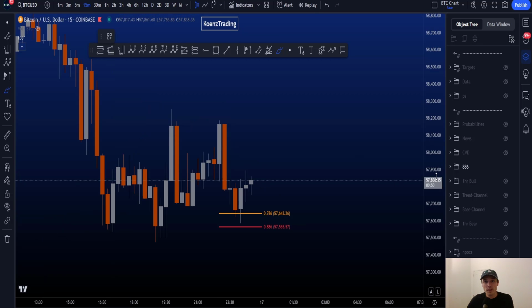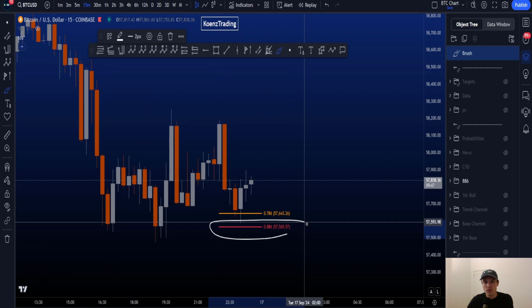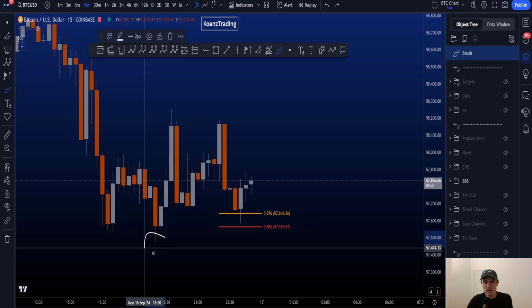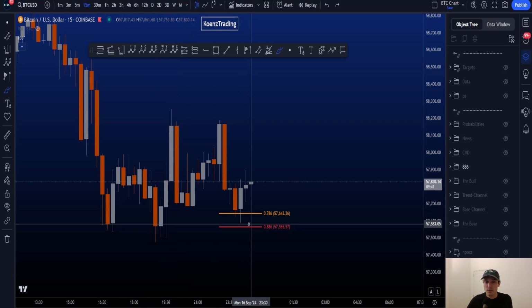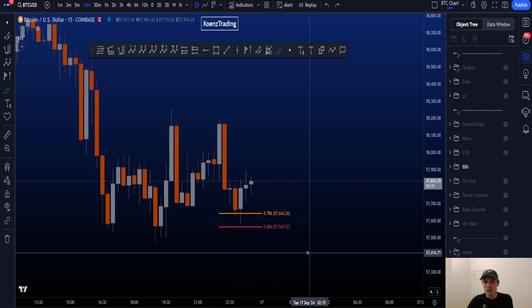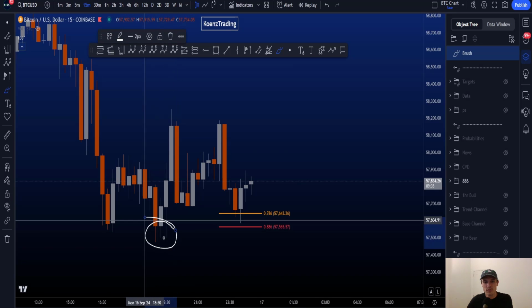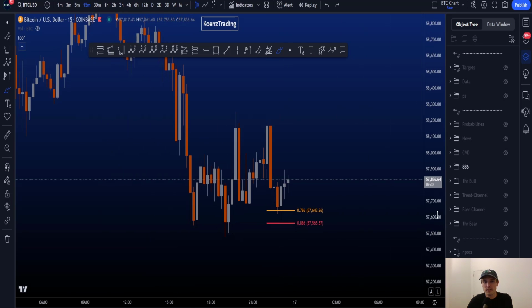On the lower time frame, it's always interesting to keep an eye on the 886 here, which is taken from this low to the high. As you can see, it is not touched, but if touched at 57.5k, it immediately increases the probabilities for price to take this low sooner or later as well.